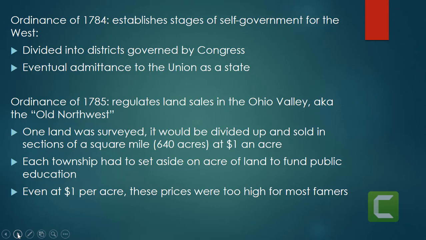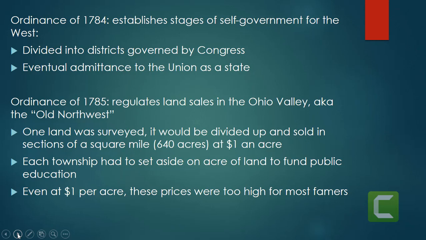As part of that, because remember, there's a big emphasis on public education in the wake of the American Revolution, the Ordinance of 1785 also requires each new township to set aside 1 acre of land to fund public education. So in other words, there has to be one piece of land set aside that could be sold, and the proceeds could be used to pay for a school for the community.